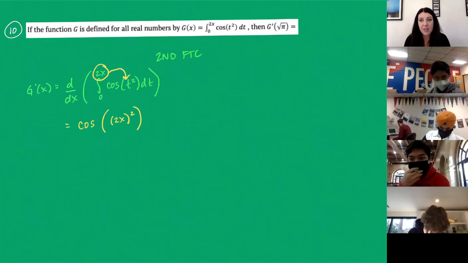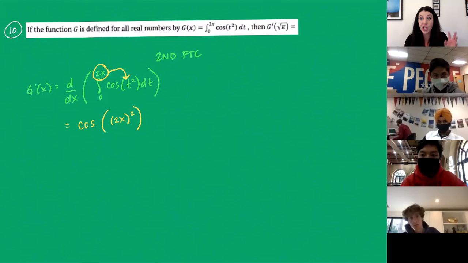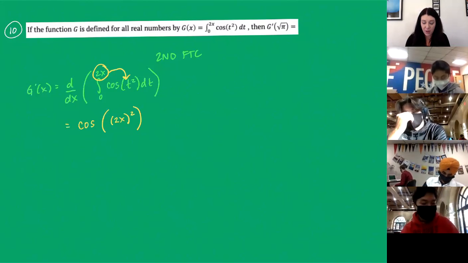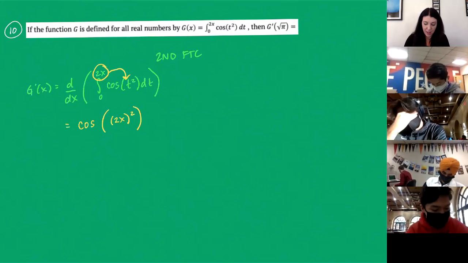But then there's something else I need to do. Does anyone remember what else I need to do here? It's not just plugging in the bound. Oh, you have to multiply it by the derivative. You have to multiply it by the derivative of the bound, right? So the derivative of the bound means I'm going to multiply it by 2.